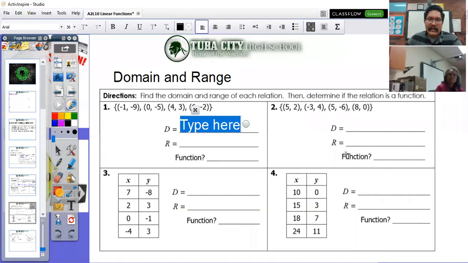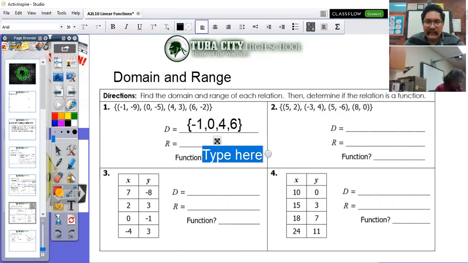So let's go ahead and I'm going to put the domain here. For the domain, I'm going to start out with the lowest numbers and work my way to the greater numbers. So in this case, the lowest number seems to be -1, and then 0, and then 4, and then 6. I'm going to put them in ascending order, from lowest to greatest. And I notice that none of them repeat themselves. I don't have two of the same number at all.